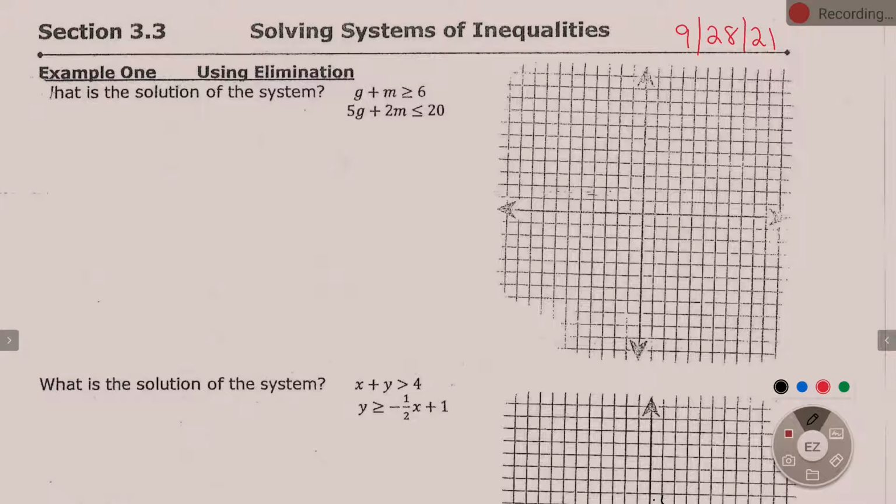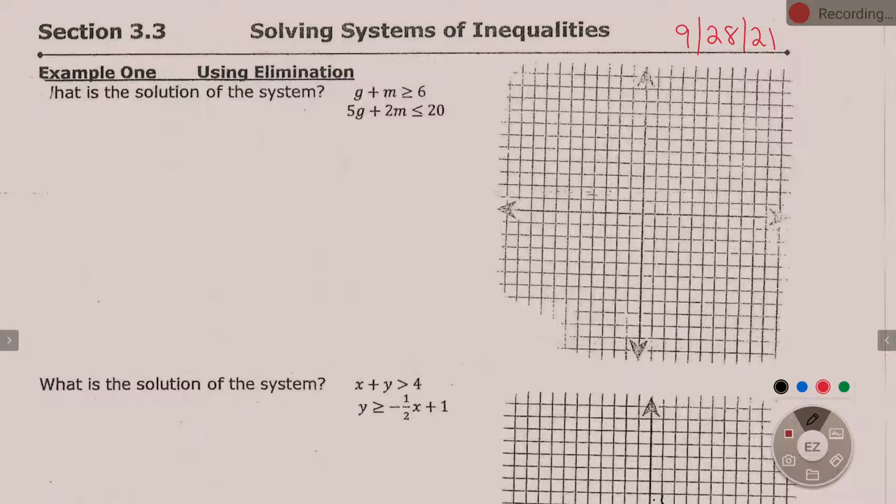Example 1. G plus M greater than or equal to 6, 5G plus 2M less than or equal to 20. How are you with this problem? Pretty good. I don't like it. Okay, there we go. I needed someone to state it out loud. Why don't you like it, Alexis? I just don't like it. Oh, you just don't like these in general. What is the G? There, Noah just said it. What is the G?